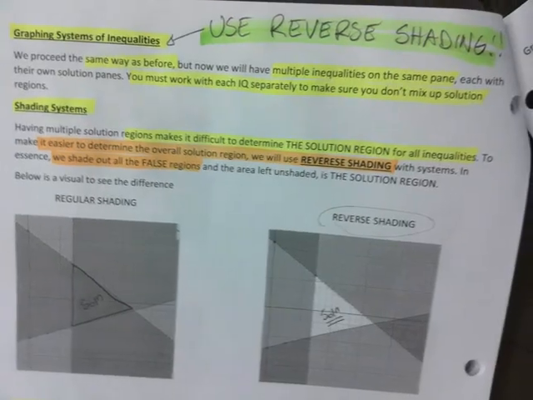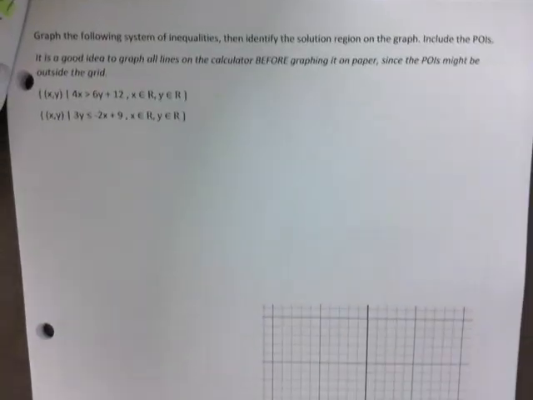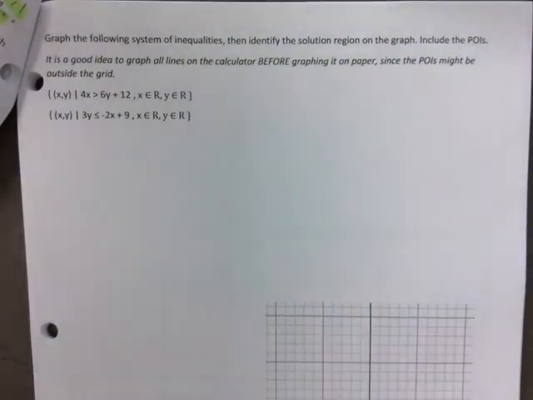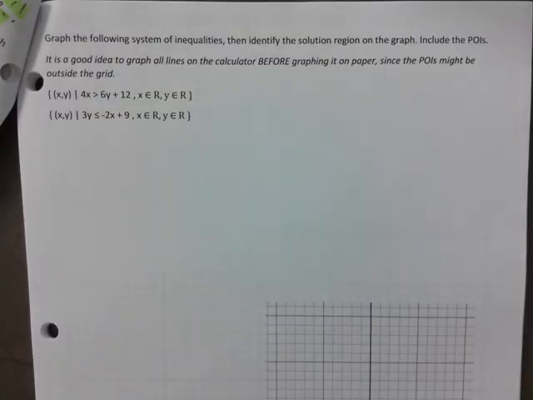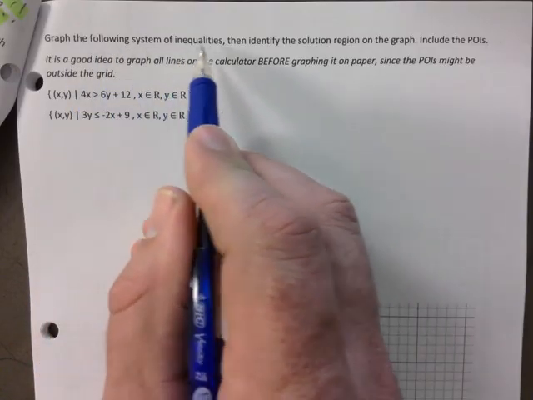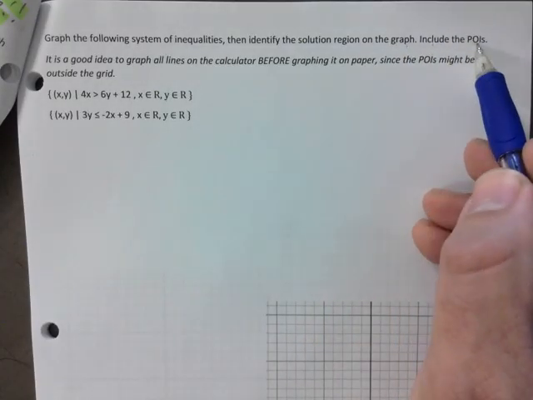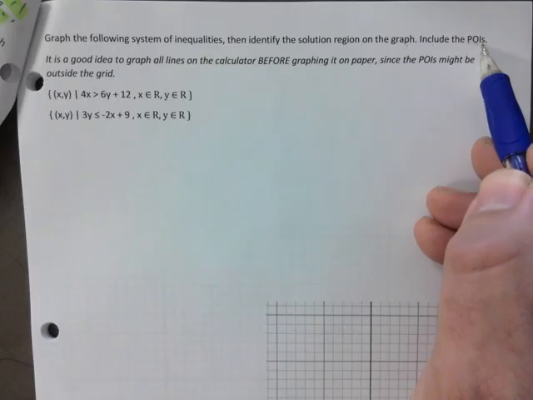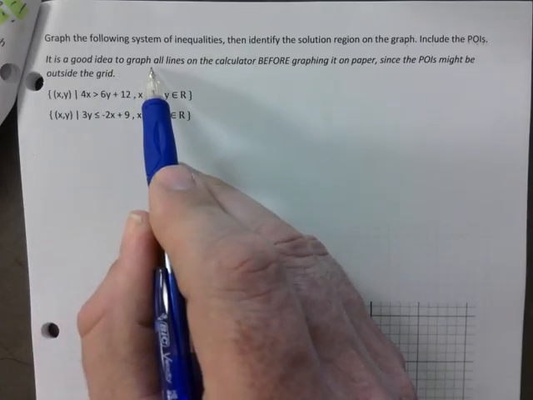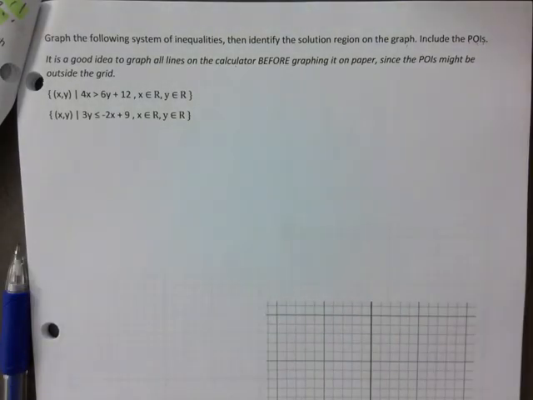All right, number 30. Let's do an example. I use this notation on purpose, okay? You're okay with the notes? Yeah, you got it. Graph the following system of inequalities and identify the solution region on the graph. Include the POIs, the corner points, points of intersection. Okay, it is a good idea to graph all lines on a calculator before graphing it on paper. I'm going to highlight that one.